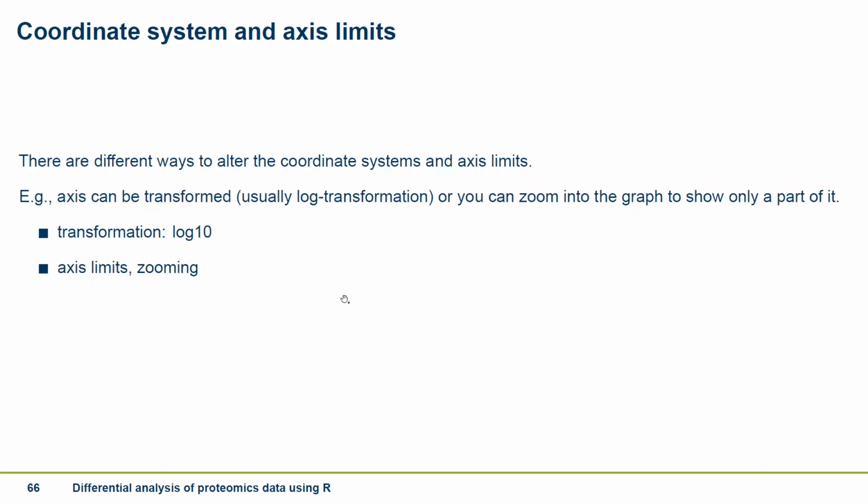Now we will have a look at the coordinate system. So everything that has to do with the axis, for example. We will have a look at some examples. So for example, the log10 transformation and also the axis limits and zooming.